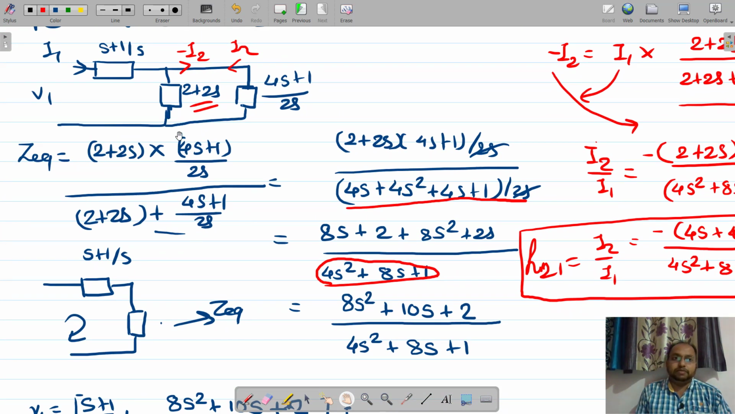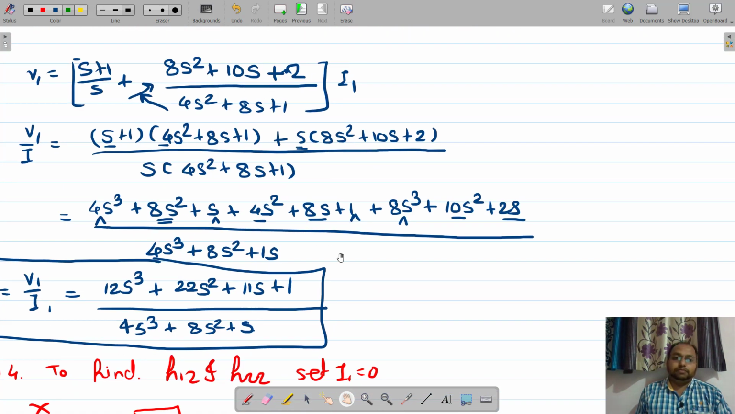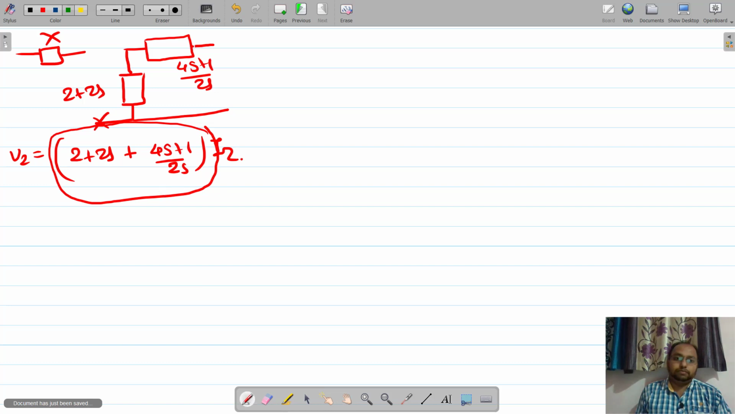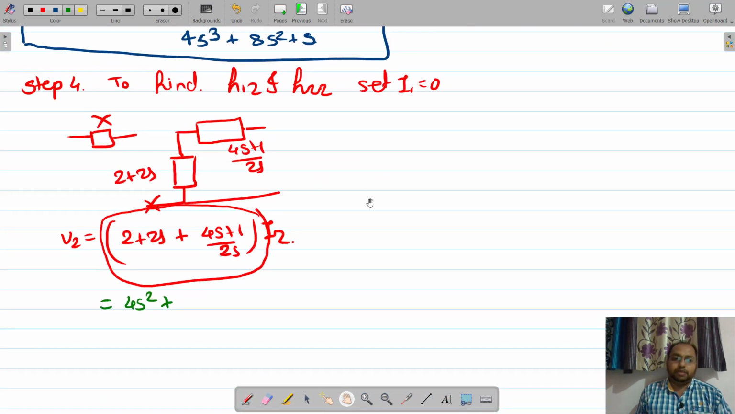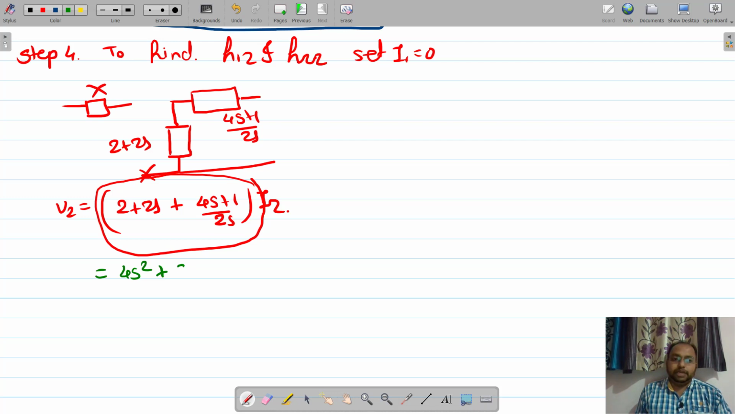So this is the one you already calculated, and finally you have got it as 4s square plus 8s plus 1 divided by twice s. So this is V2 divided by I2.